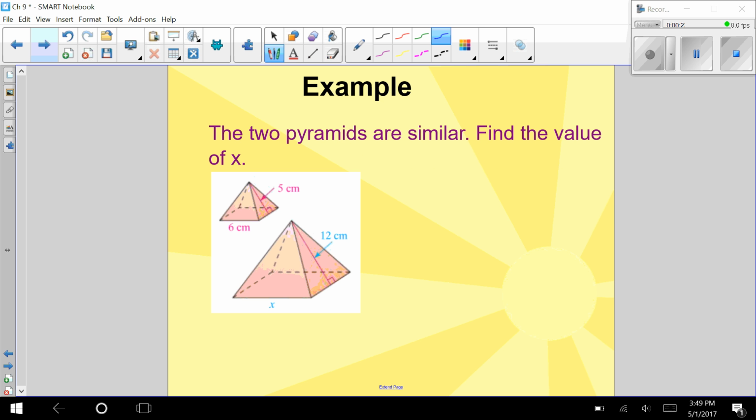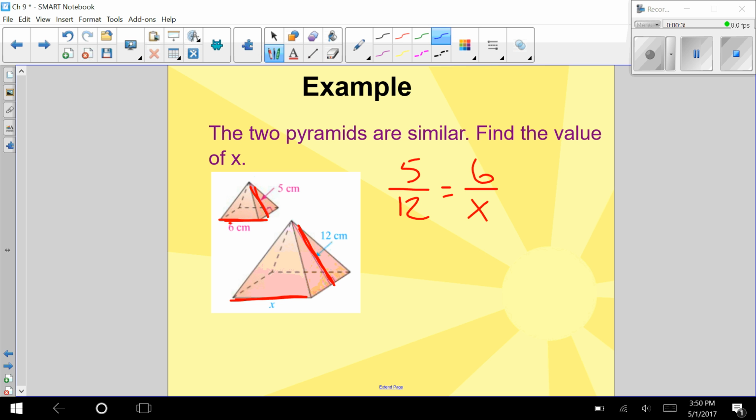So, two pyramids are similar. We're going to find the value of x. So we're going to set up a proportion. This 5 corresponds with this 12. So we'll set up 5 over 12 equals 6 corresponds with x, 6 over x.